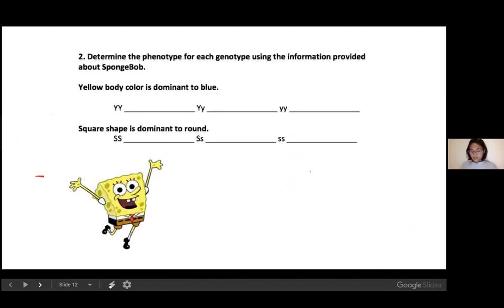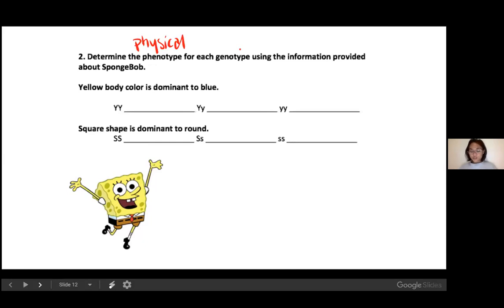Okay, here it is. Let's practice if we know what dominant and recessive is, because you're going to really need to know this before trying your own Punnett square. All right, so determine the phenotype, or the physical characteristic, based on these genotypes using information provided about SpongeBob.